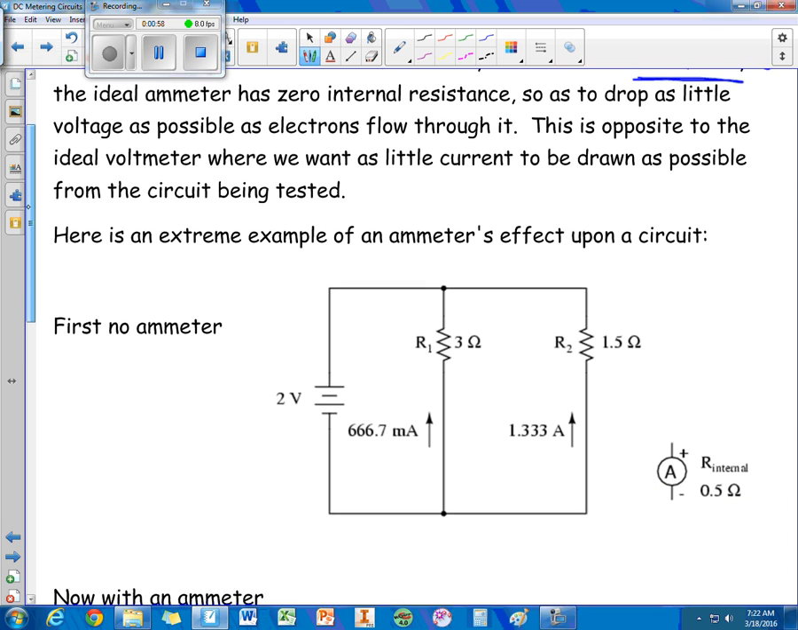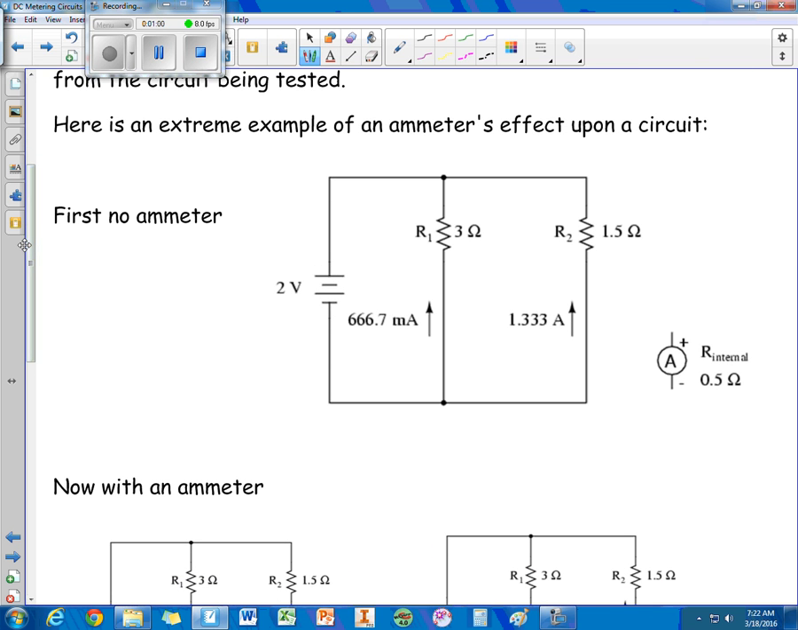So let's take a look at an example. And again, this is an extreme example. So first, let's take a look at a circuit that has no ammeter. So in this circuit, we've got 2 volts of EMF. Resistor 1 is 3, resistor 2 is 1.5. So we see that resistor 1 is twice as resistive as resistor 2.